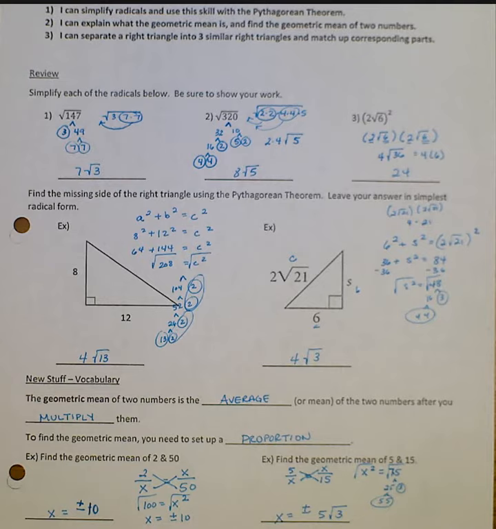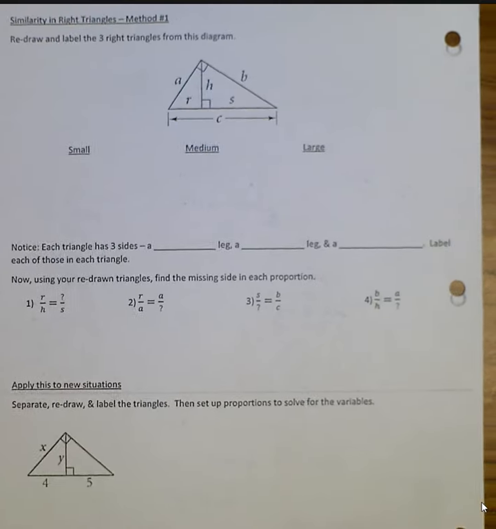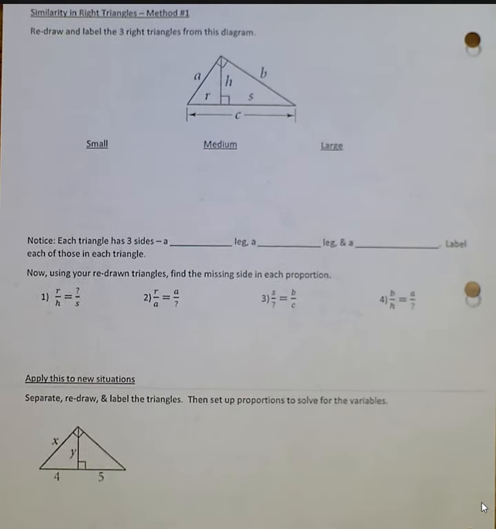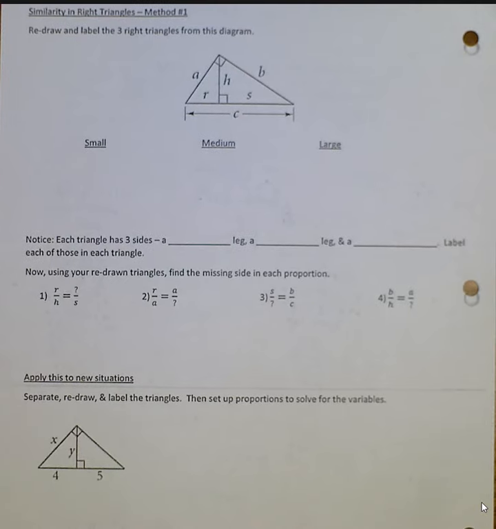Okay. Alright, flipping to the back side. Looking at this now to find similarity in right triangles. So we talked about using Pythagorean theorem. We've already looked at geometric mean. And now we're going to look at setting up similar triangles. Okay? So here it says, redraw and label 3 right triangles from this diagram.